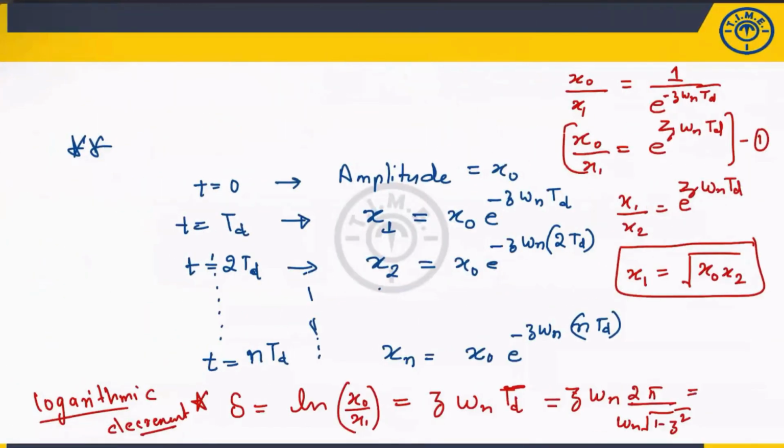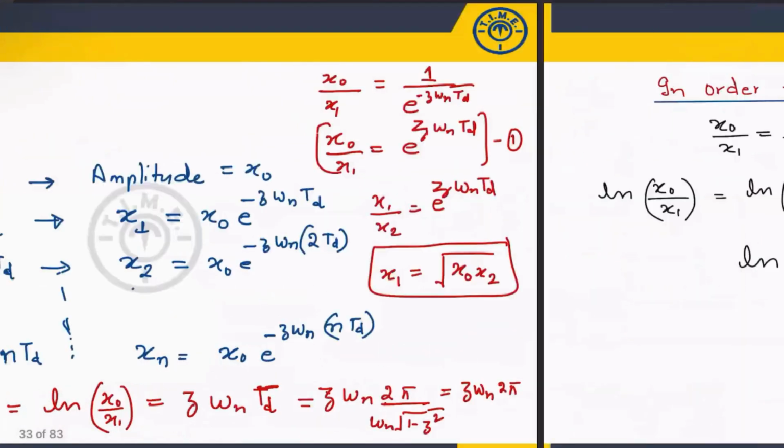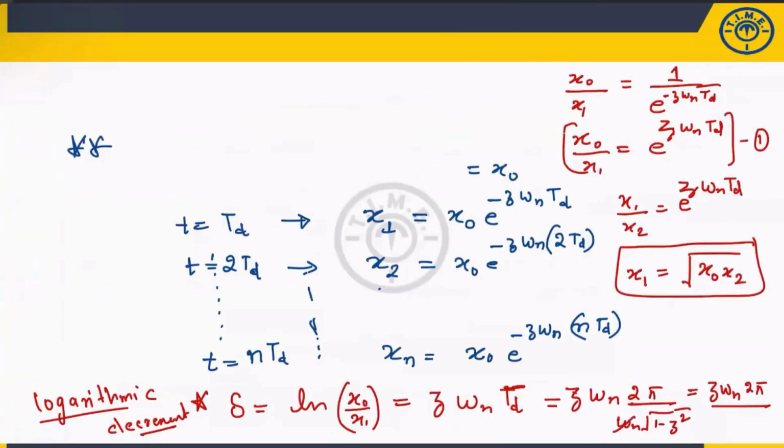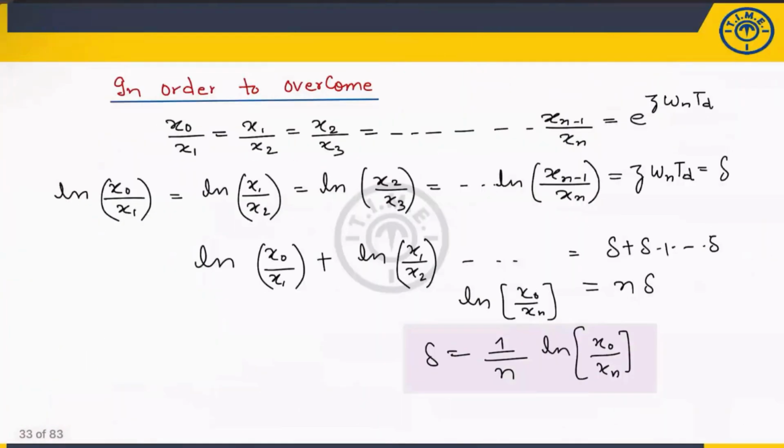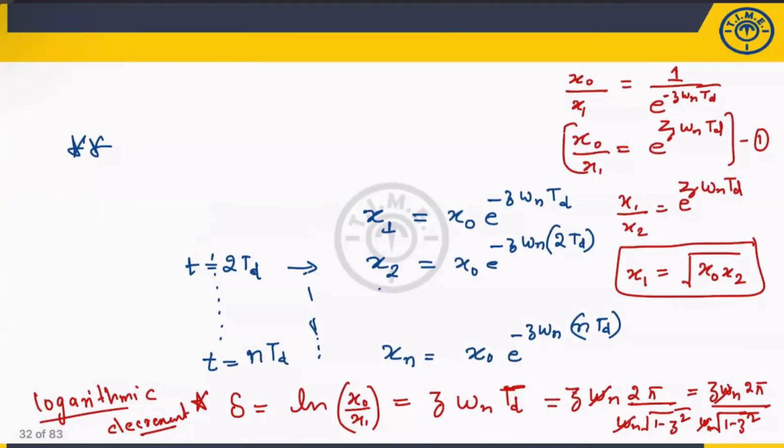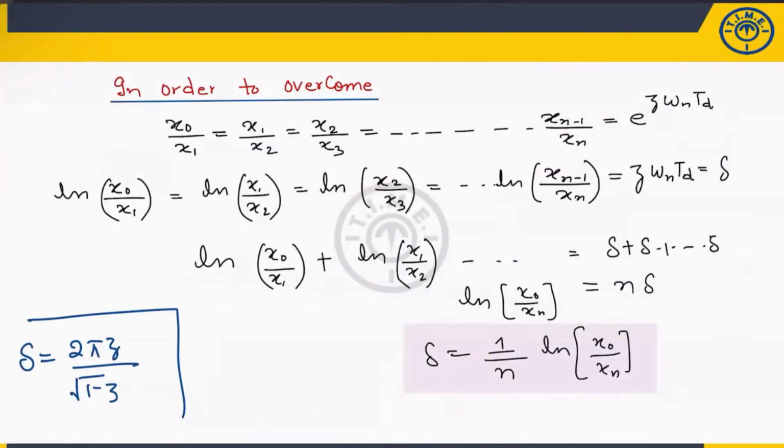So zeta omega n times 2 pi, omega n will be cancelled out. This is nothing but square root of 1 minus zeta square. Okay, so this omega n will cancel out. So what logarithmic decrement did you get? Let me write here. One more relation you got. The logarithmic decrement is 2 pi zeta. What is this value? 2 pi zeta by square root of 1 minus zeta square.